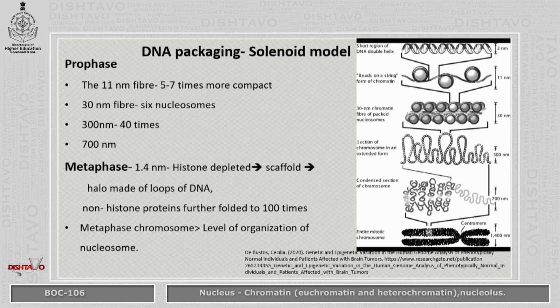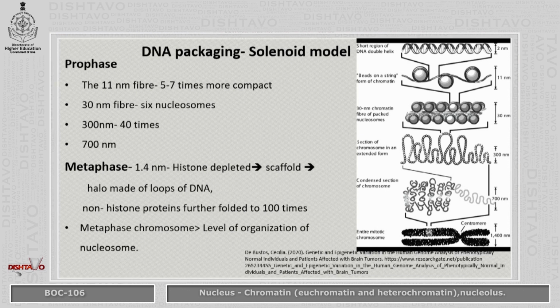Further condensation takes place wherein the chromosomes are found to be in this extended form, ranging around 300 nanometer in diameter. At this stage, the chromatin is 40 times condensed. Later, as it reaches the metaphase stage, it is 1.4 nanometer in diameter.